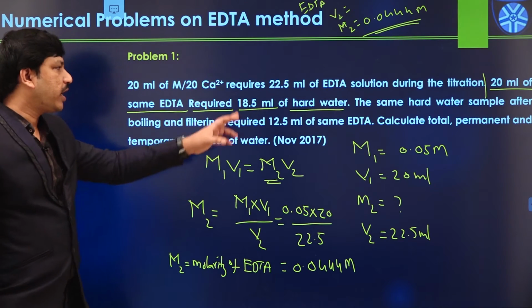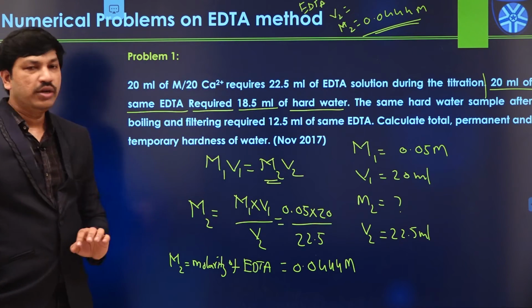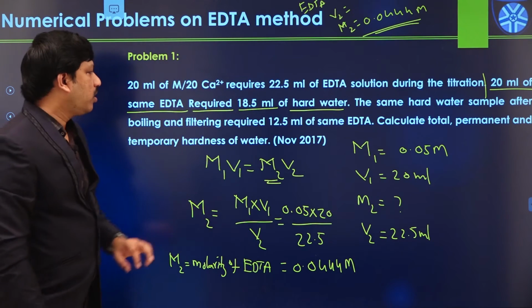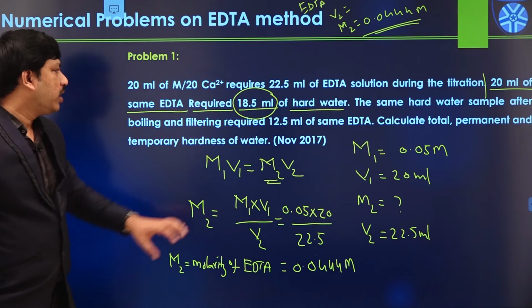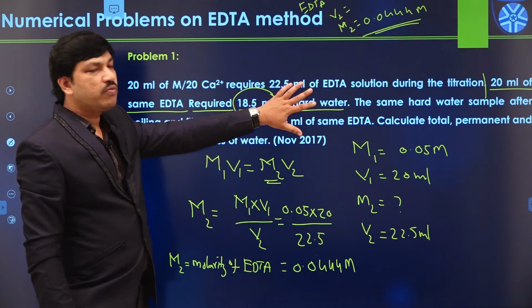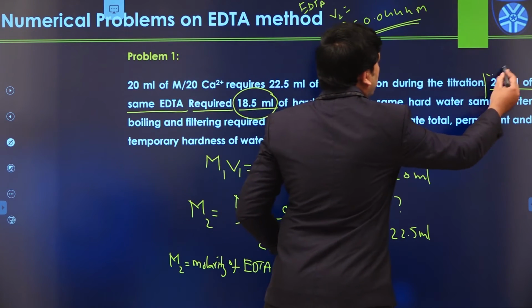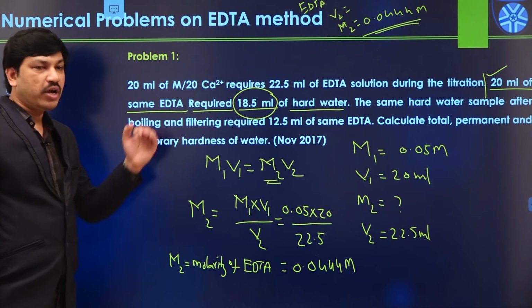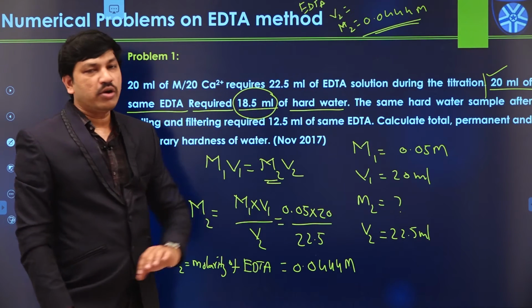That means the second titration is the determination of hardness of water by using the EDTA method. In that case, we have a hard water sample. How much hard water sample do we have? 18.5 ml of hard water sample. To titrate this hard water sample, how much EDTA is required? 20 ml of EDTA is consumed to titrate the 18.5 ml of hard water sample.